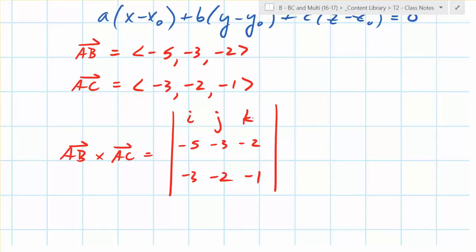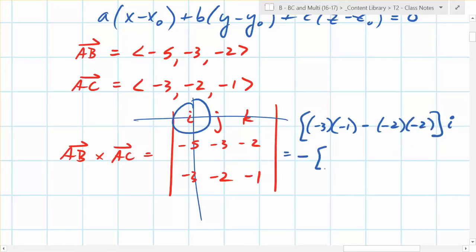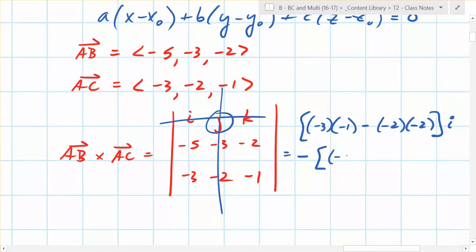It is really tempting to go really fast on this, and what is most likely going to happen? If you just fly through it, you will make a mistake. So what do I have here? I have -3 times -1 minus -2 times -2, and that's times what? I. And then what do I subtract? Circle the J, that goes away. What do I end up with?